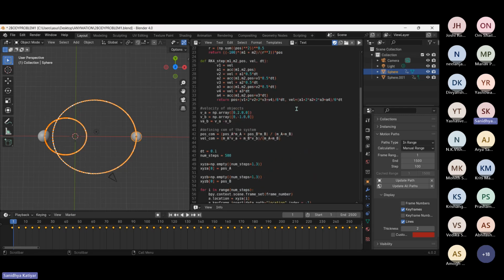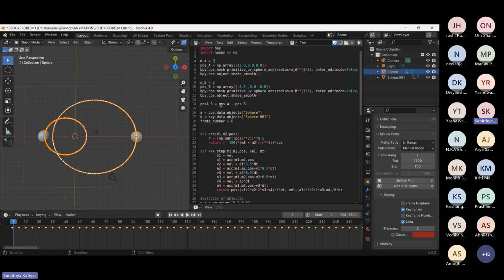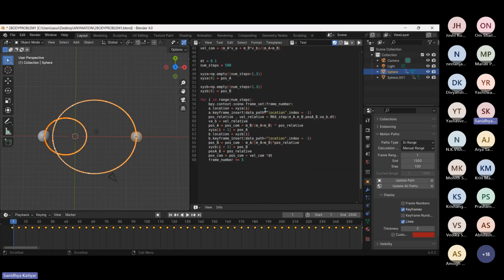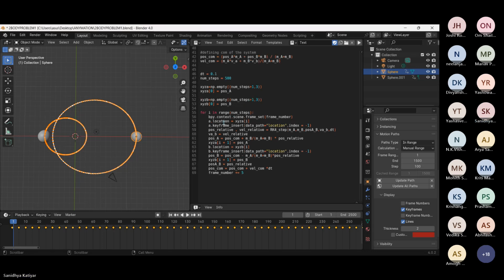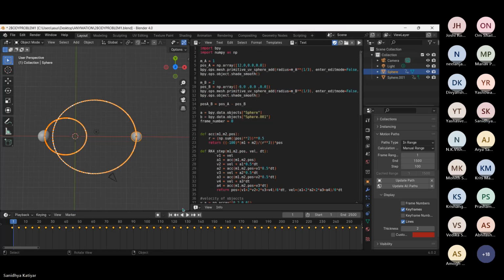Second, you need to specify the initial conditions, which we did already. And the third is the loop. For this program, we will be using 500 iterations to calculate the position of these objects. So I'll just show you the simulation.